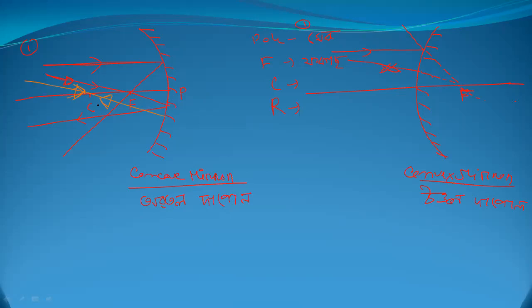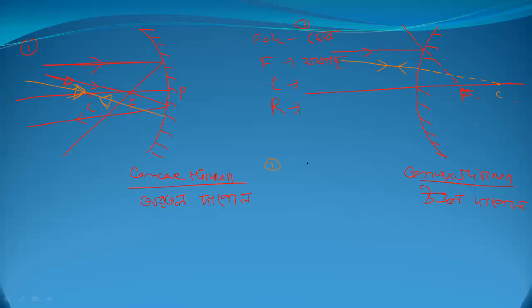the center of curvature, after striking, will again go back in the same path. Here also, suppose this is the center of curvature, so see this one. If you extend this line, suppose it will pass through the center of curvature, now it will strike back. Okay, so in case of a convex mirror also.